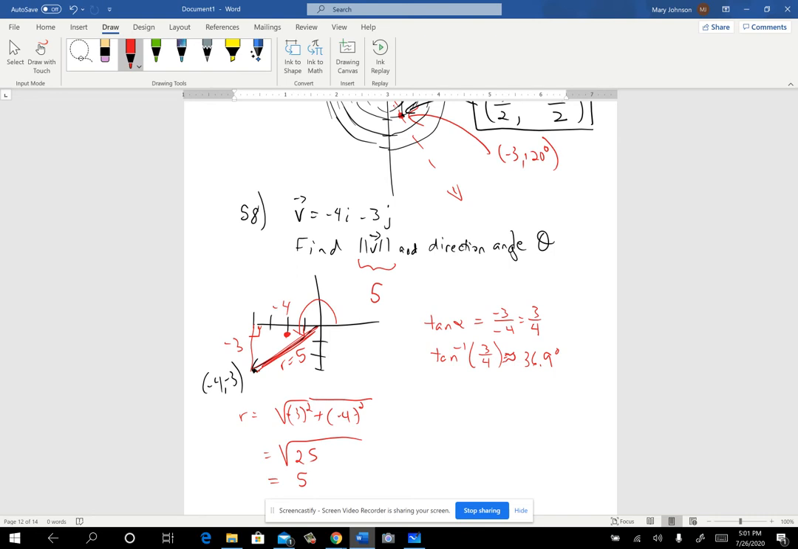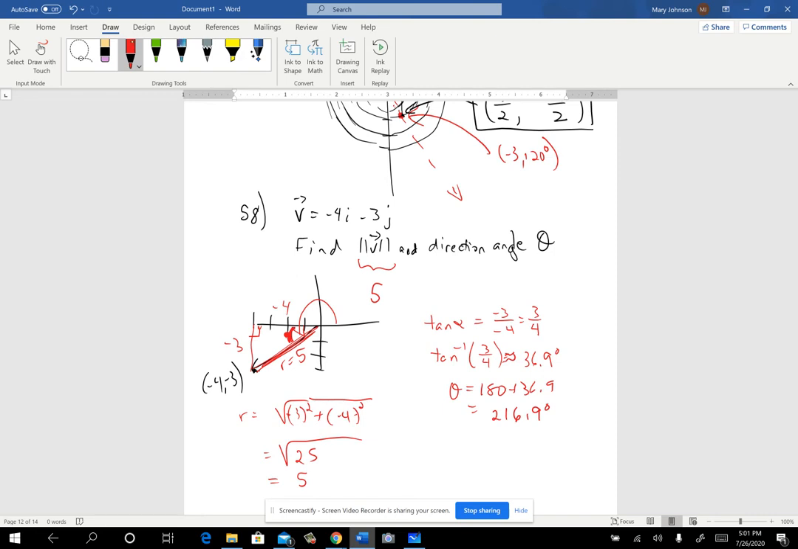Now, can you see that that's not the angle you're looking for? That's this angle right here. So your actual angle needs to be 180 plus that. See, the reference angle is 36.9. So theta is 180 plus the 36.9, which would give you 216.9 degrees. So that part you have to kind of reason out.